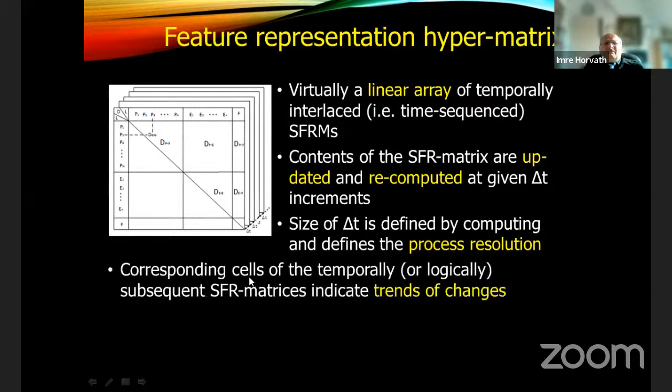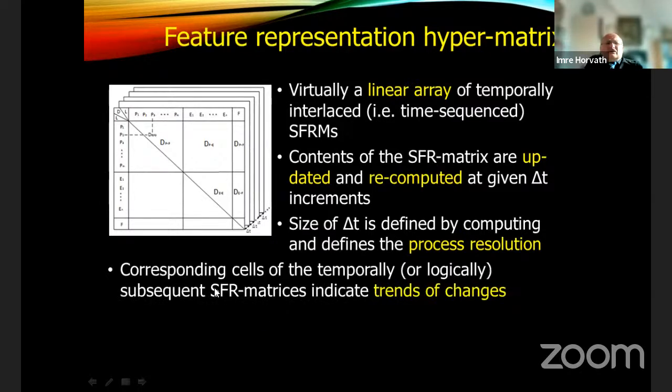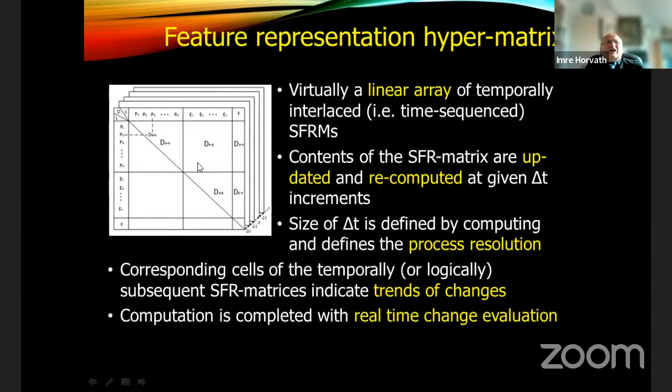So I briefly mentioned that the size of the delta t, talking about the computational data, strongly depends on the physical process, and for this reason, it is a kind of process resolution manner. So the corresponding cells and the temporal, logically sequenced matrices indicate the trends of changes. The concrete changes had to be extracted from the matrix.